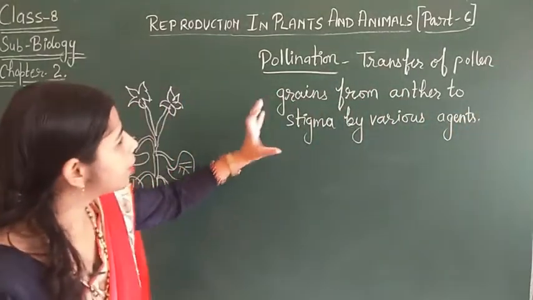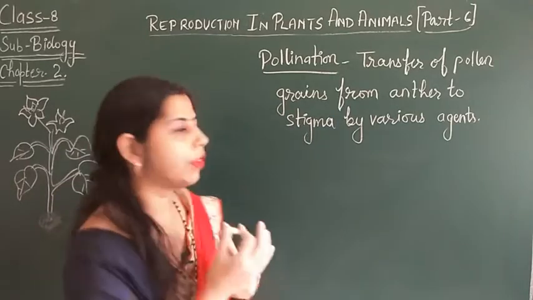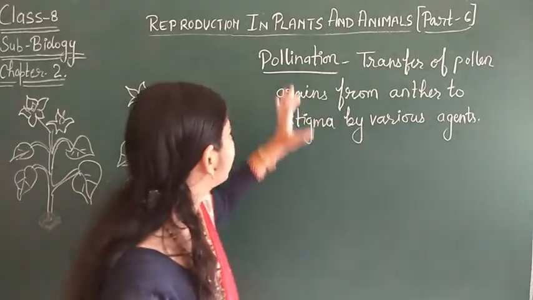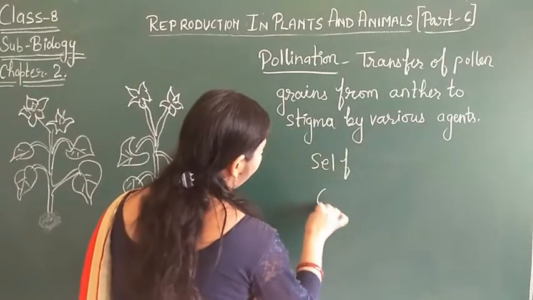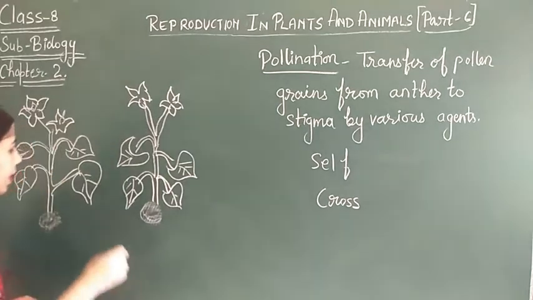That means when pollen grains reach from the anther to the stigma, then the process of fertilization takes place. So this is pollination. Now this pollination is of two types, self pollination and cross pollination. So let's quickly understand this.